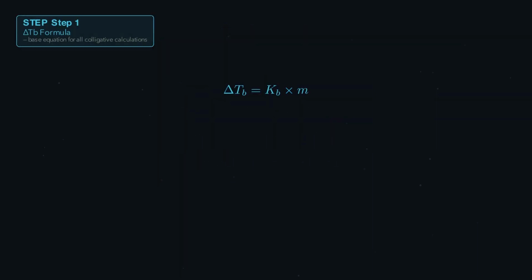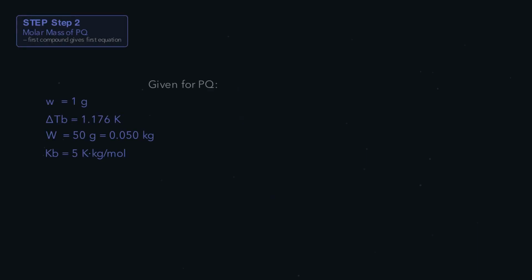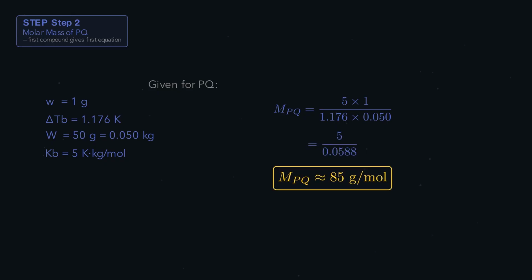The key formula is boiling point elevation equals Kb times molality. Since molality is moles of solute per kilogram of solvent, we can rearrange to get molar mass equals Kb times the solute mass, divided by the elevation times the solvent mass in kilograms. For compound PQ, 1 gram dissolved in 50 grams of solvent with an elevation of 1.176 Kelvin, we get a molar mass of about 85 grams per mole. That's our first anchor point.